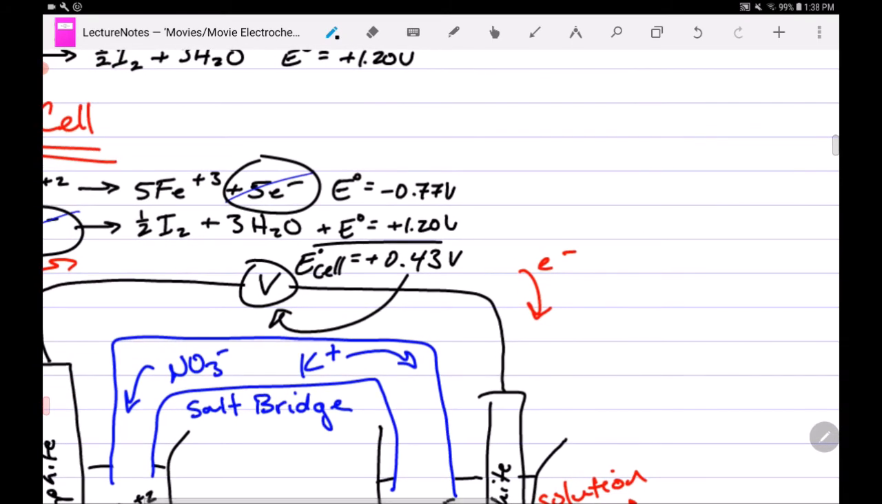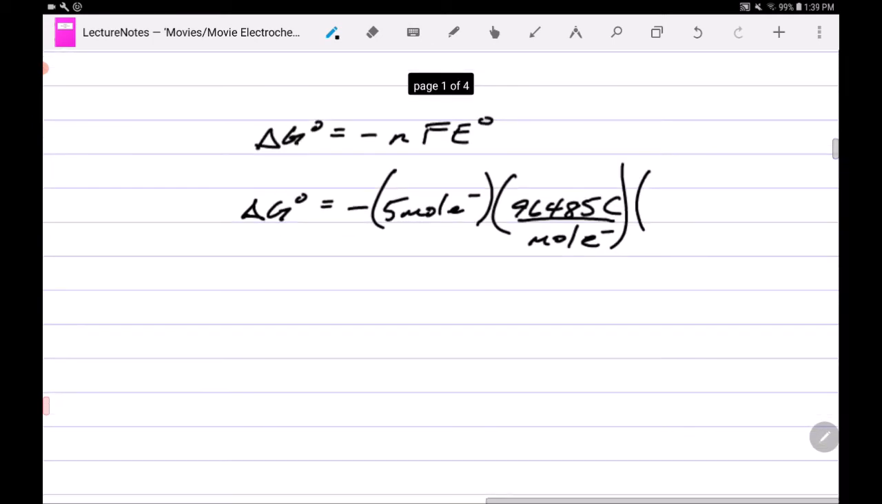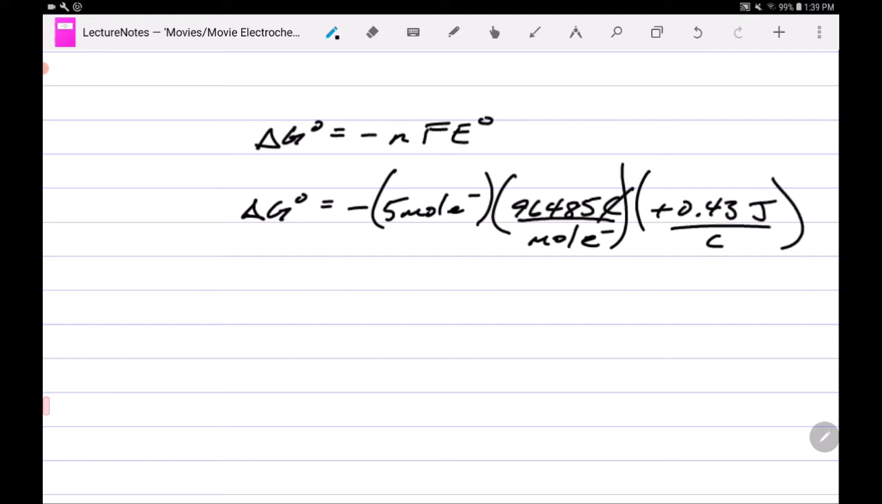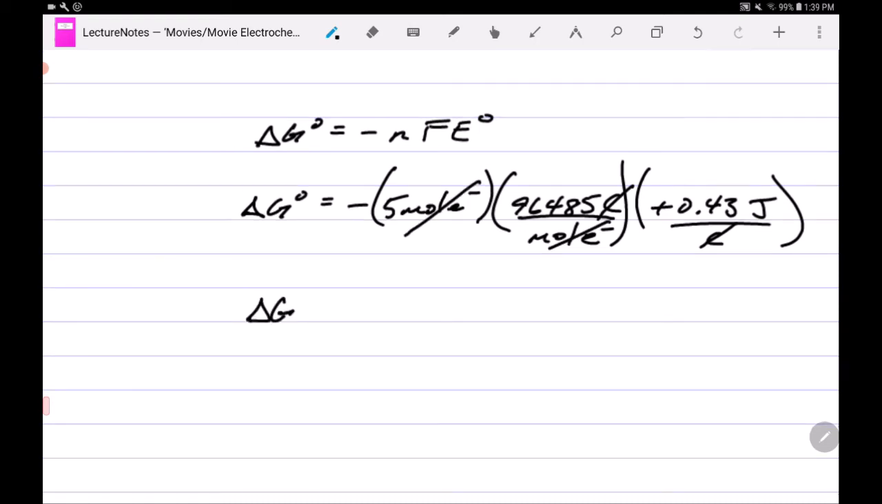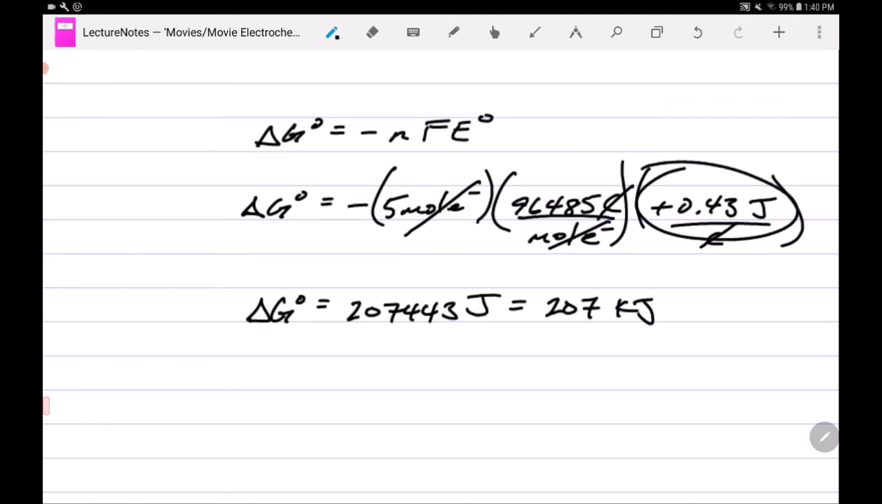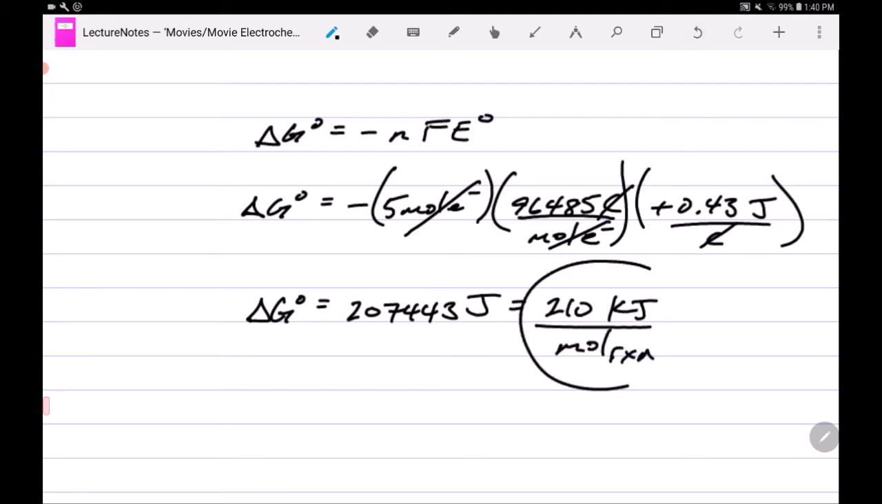The cell potential was positive 0.43 volts. But for delta G, we're going to need the joules per coulombs rather than the volts. This is a really awkward number. That's the reason why we always convert this into kilojoules. But because our cell potential has 2 significant figures, we need to be rounding our delta G naught to 2 significant figures.